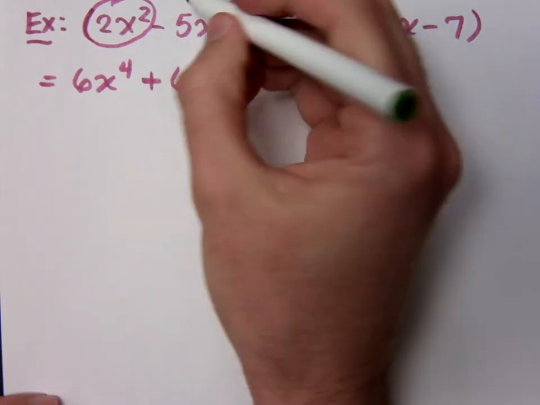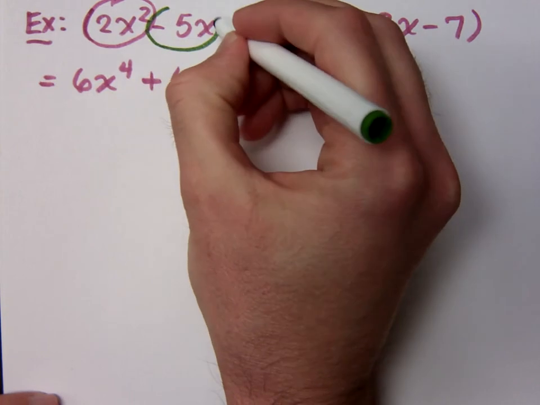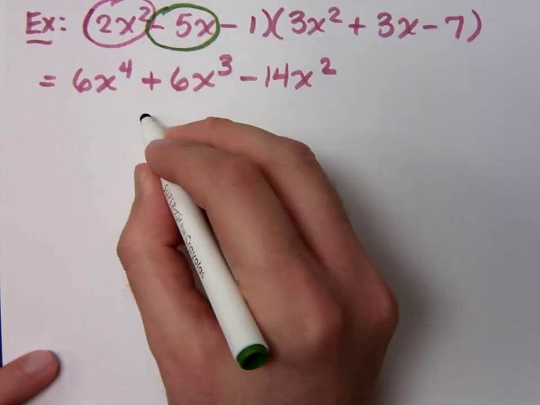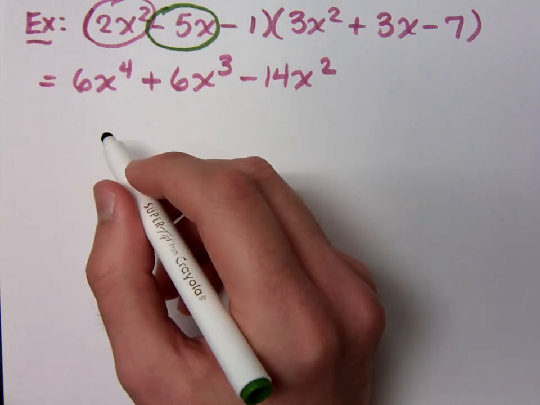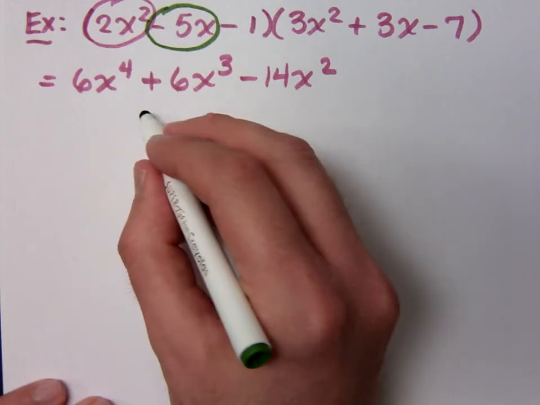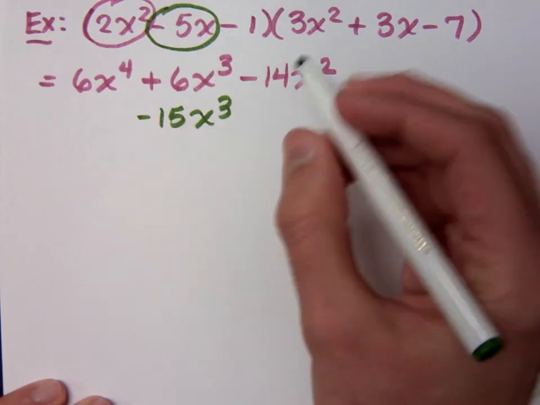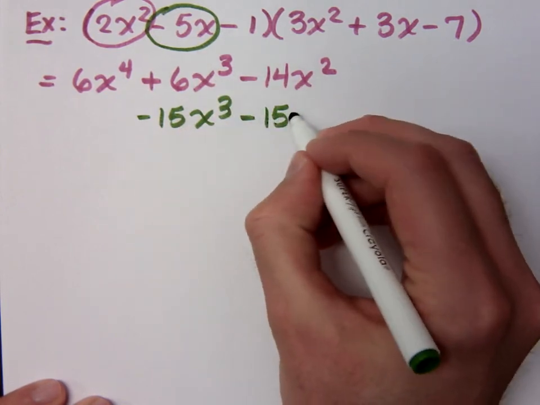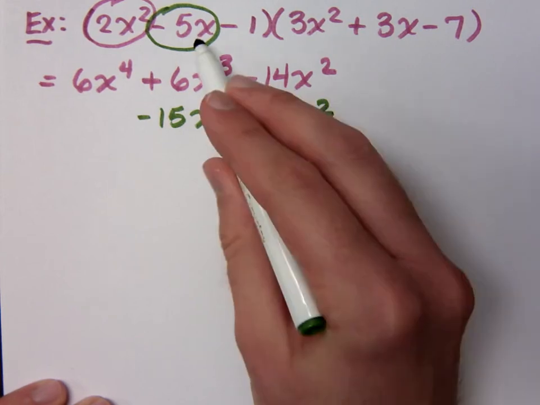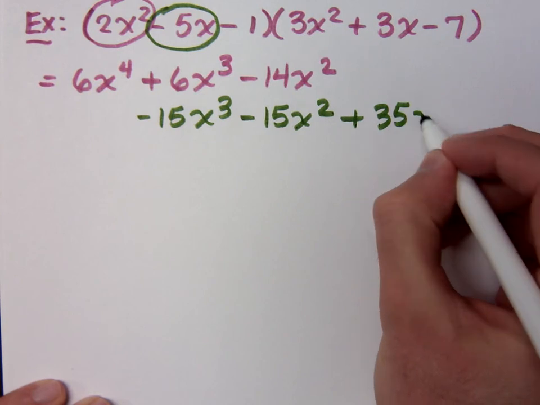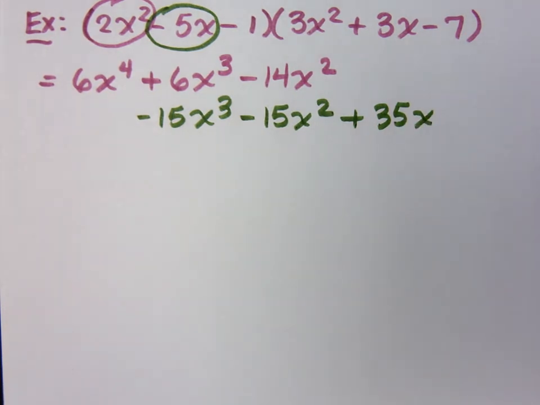And then I'm going to take this negative 5x and distribute that. So when I distribute, what do you get? Minus 15x to the 3rd, which goes underneath here. So minus 15x to the 3rd. Keep distributing. Minus 15x squared, and then distribute again. Plus 35x. Is everything lining up correctly? Feel good about that?